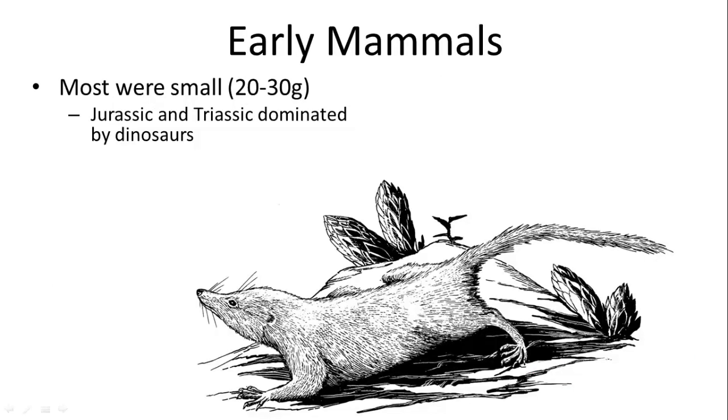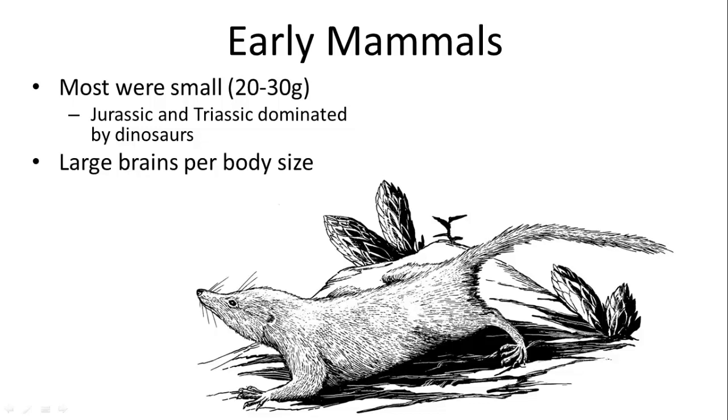So early mammals then were mostly small, probably 20 to 30 grams, and largely because the large animals at this point were mostly dinosaurs, and so those niches were filled, and anything really large was probably a prey item of these dinosaurs. But these smaller mammals could then fill smaller niches and probably escape predators based on their small size.